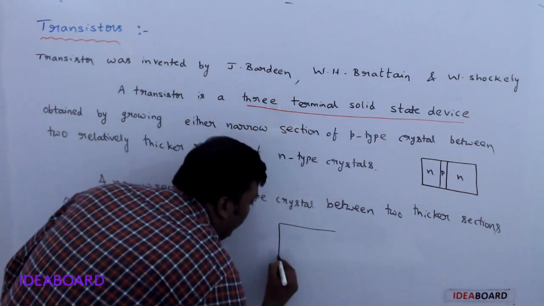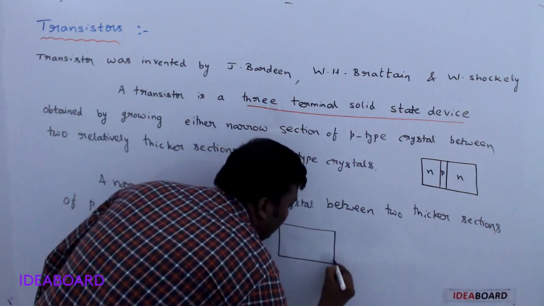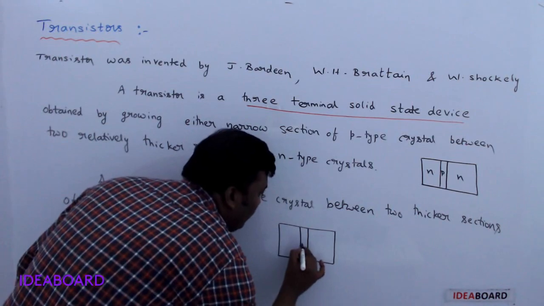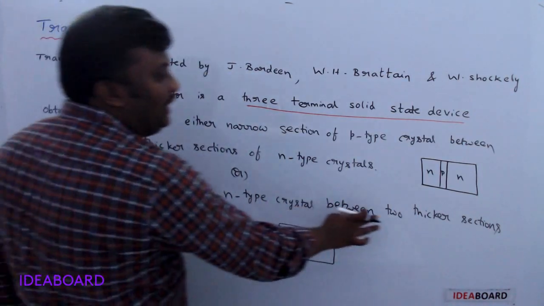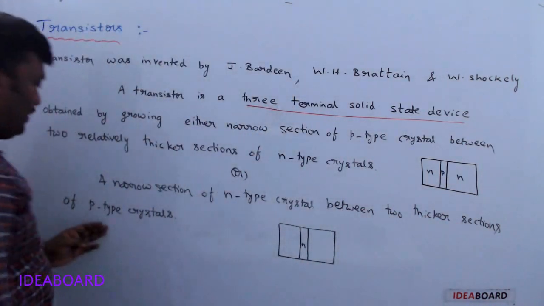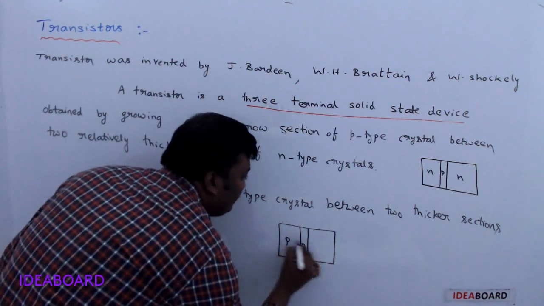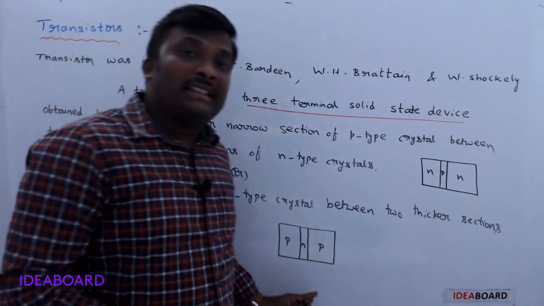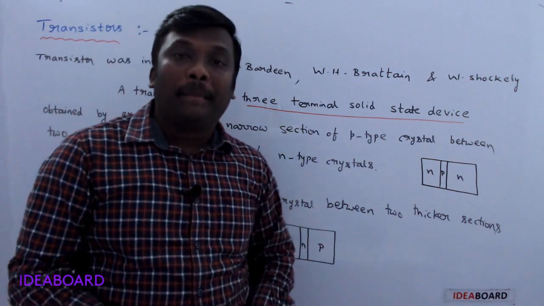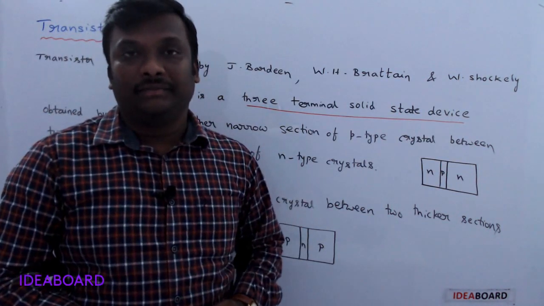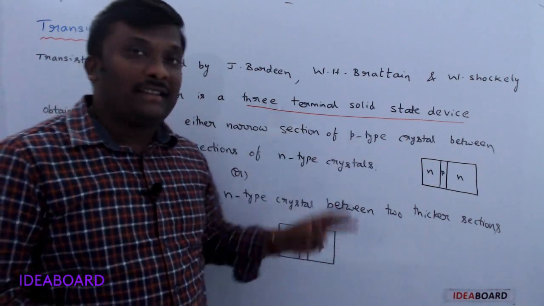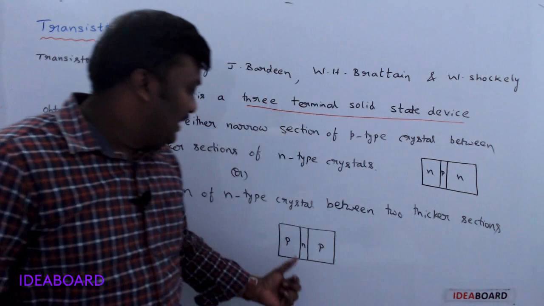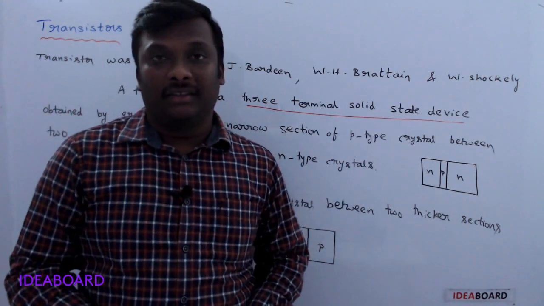So again we may draw here a narrow section of n-type crystal between two thicker sections of p-type crystal. So this transistor is named as a PNP transistor. Okay, so the transistors are of two types. One is the NPN transistor, another one is the PNP transistor.